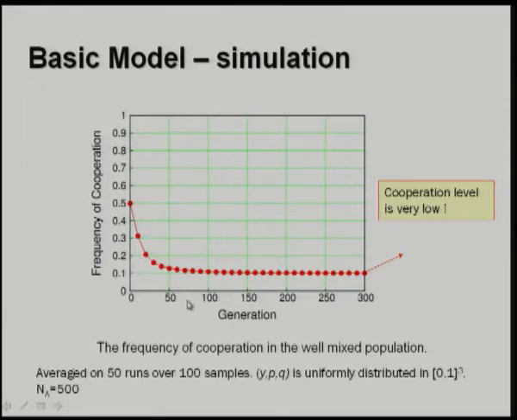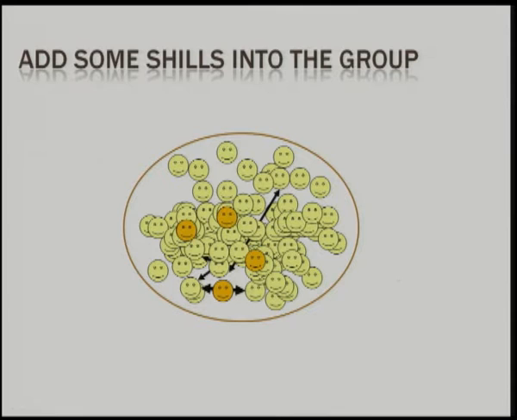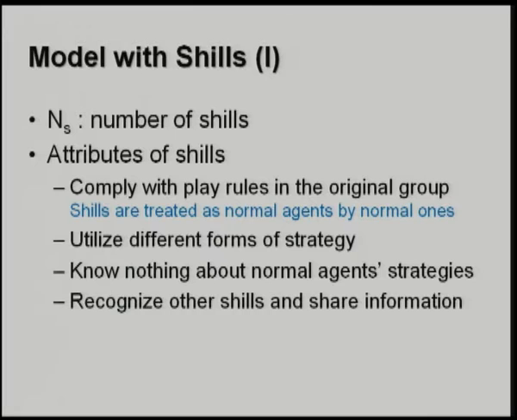Our simulation shows that in this basic model, the cooperation level is very low. The x-axis is time. When the system evolves, finally the frequency of cooperation gets to about 10%. So this is low. Now we add some shills into the system, where NS is the number of shills. Here, shills comply with the play rule in the original group. That means the shills are treated as normal agents by the normal ones.